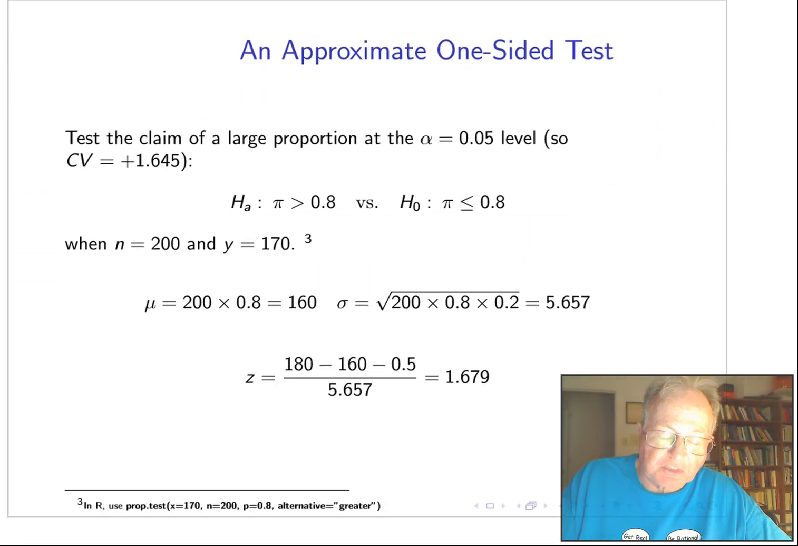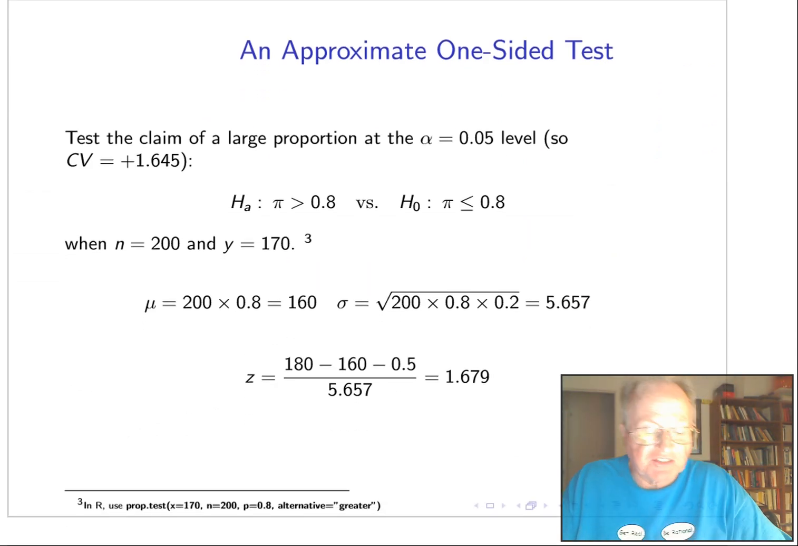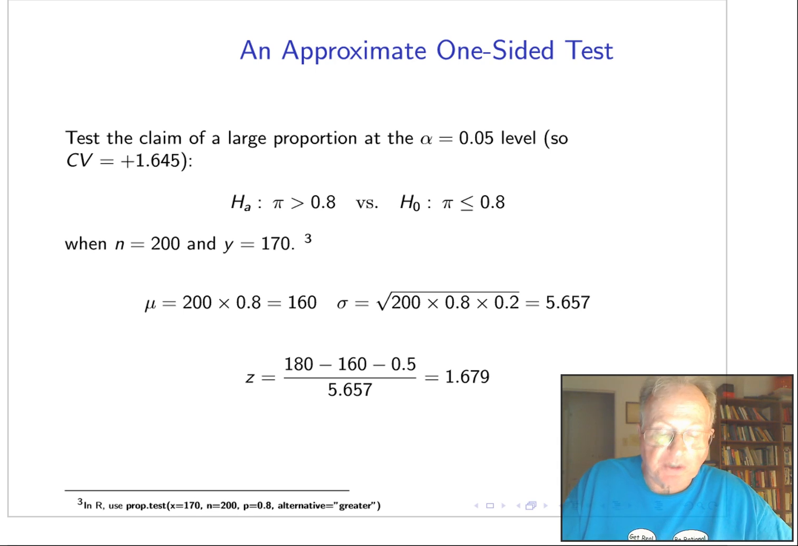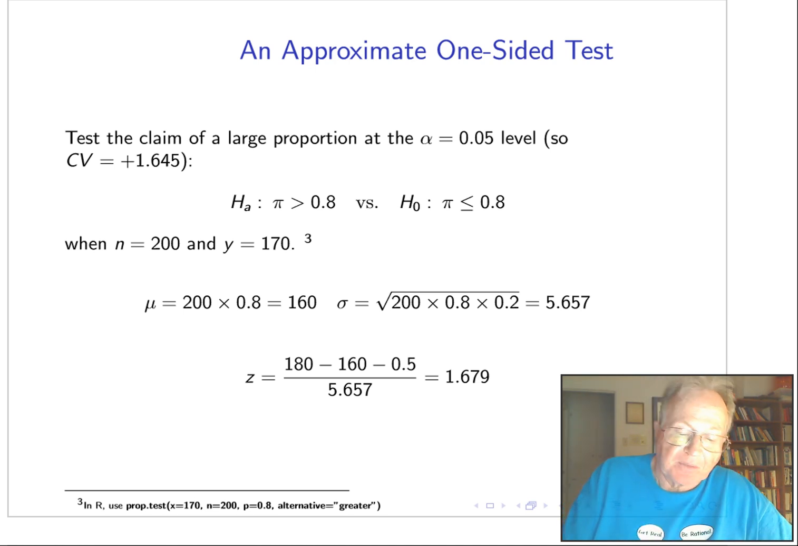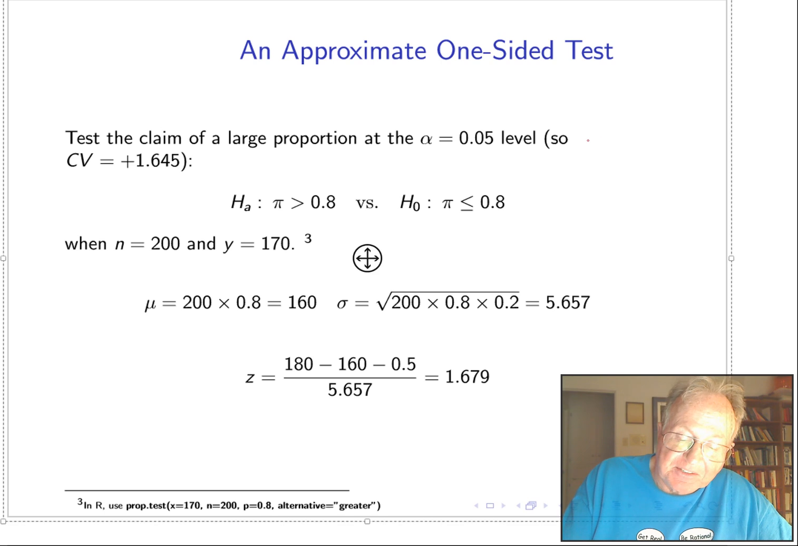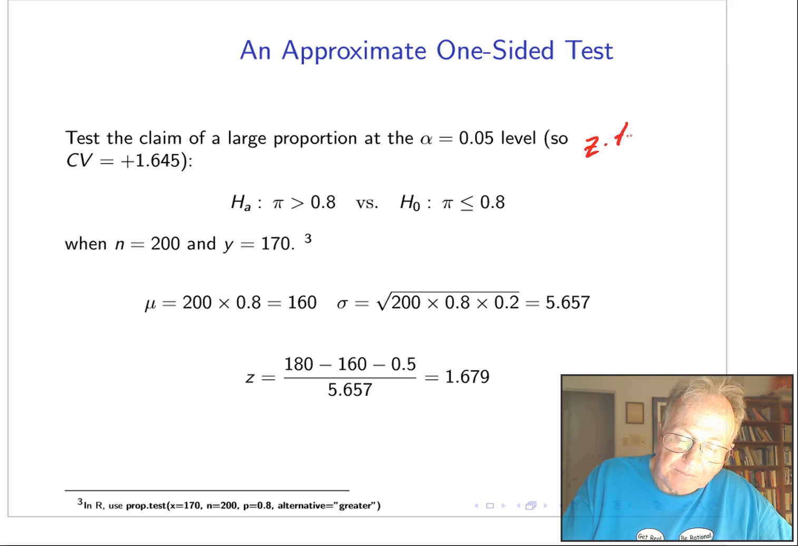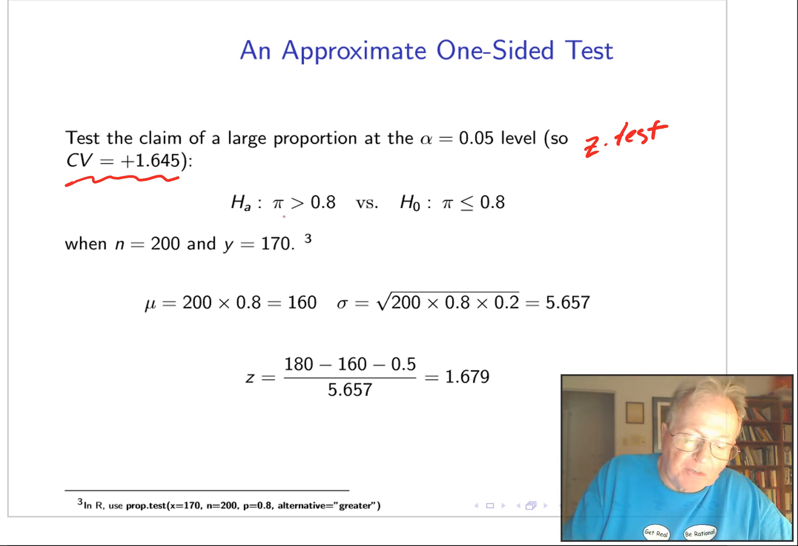So let's use this approximation to do a one-sided test. We're going to test the claim of a large proportion at the 5% level. This is a z-test. So the 5% tail on the high side has a critical value of positive 1.645. Here's our research hypothesis. The proportion is greater than 0.8. And our sample data says in 200 observations, we get 170 successes.